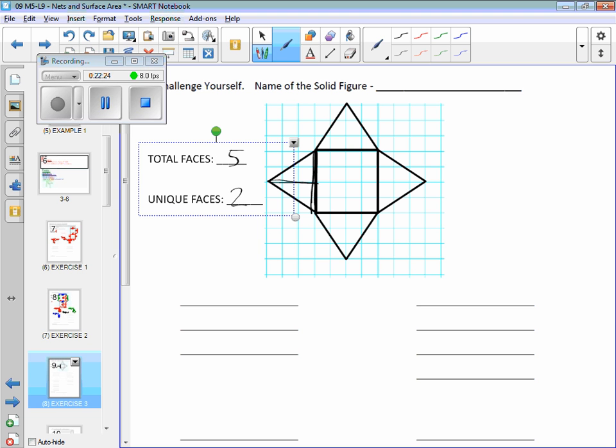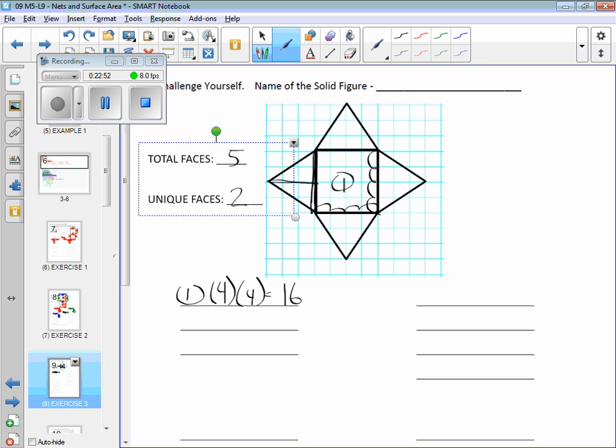Okay, so we'll do the square first. Let's call this unique shape 1. How many by how many? 4 by 4. For a total of 16, and that's done because that's the only one.